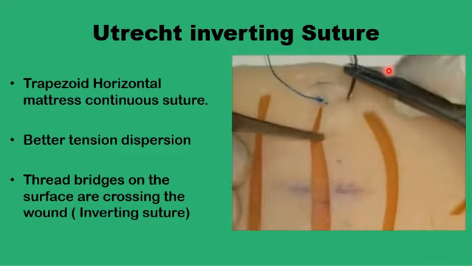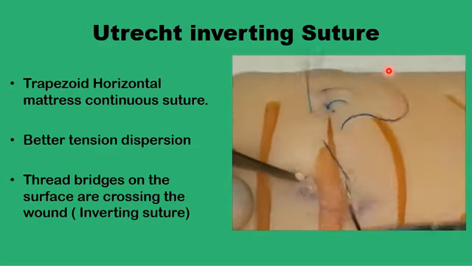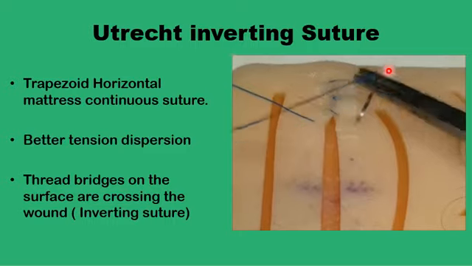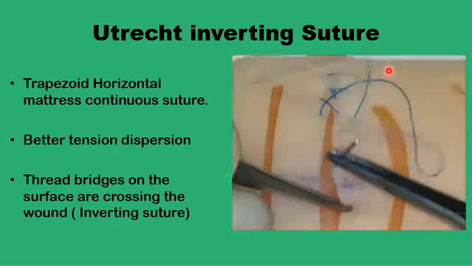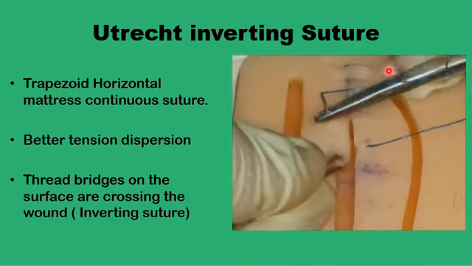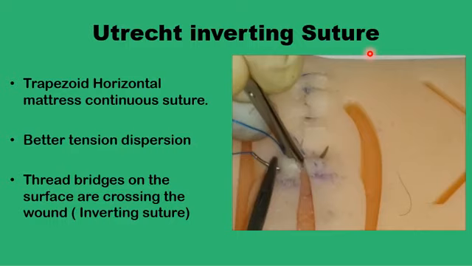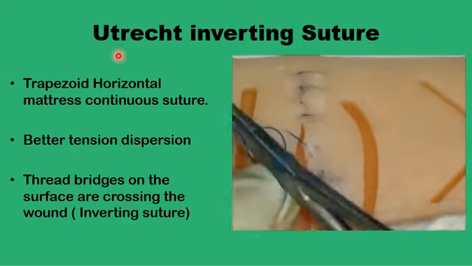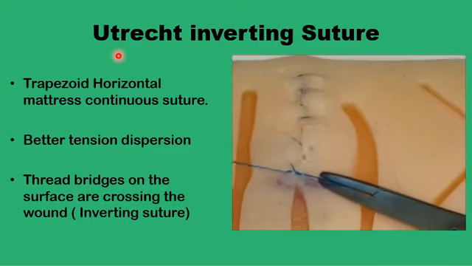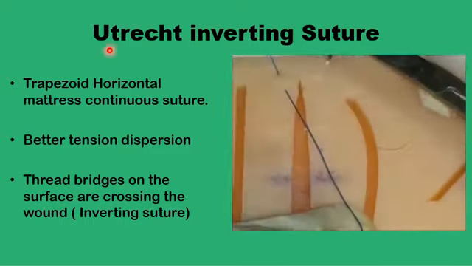So basically it's a horizontal matrix suture modification, but with a trapezoid configuration rather than a rectangular configuration, and the bridges of the thread are crossing the wound edges so that they invert the wound edges, and also because of the trapezoid shape they disperse the tension in a better and effective way.